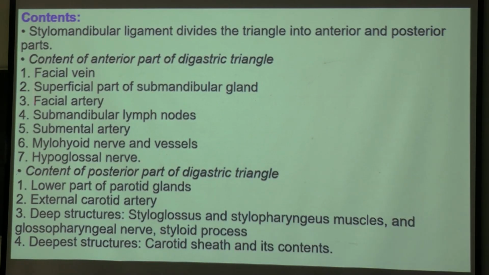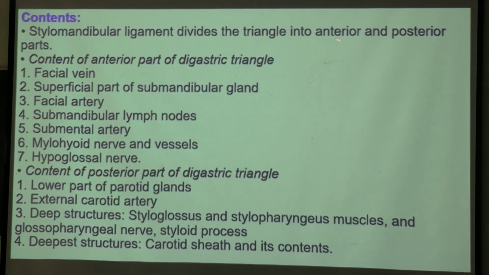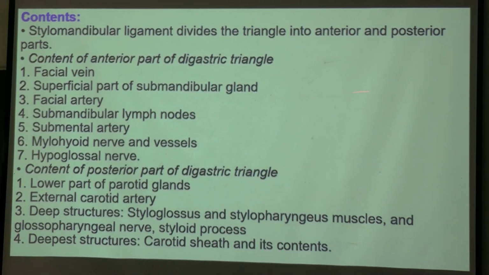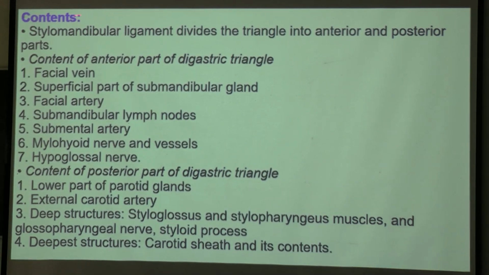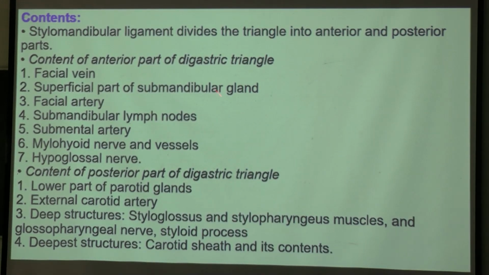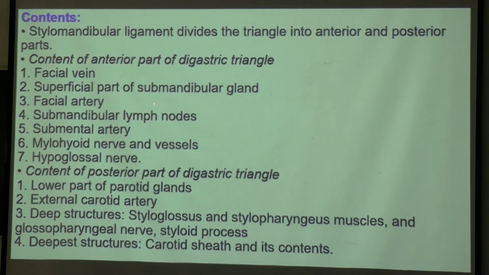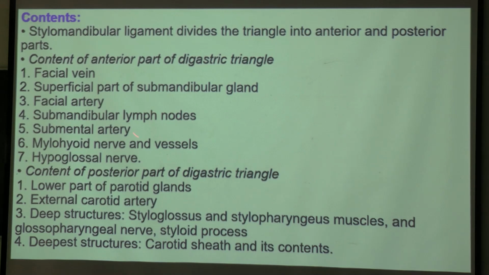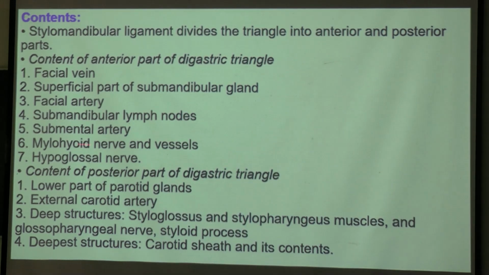Next we go to the contents. The stylomandibular ligament divides the triangle into anterior and posterior parts. So contents of the anterior part of the digastric triangle are facial vein, superficial part of submandibular gland, facial artery, submandibular lymph nodes, submental artery, mylohyoid nerve and vessels, hypoglossal nerve.